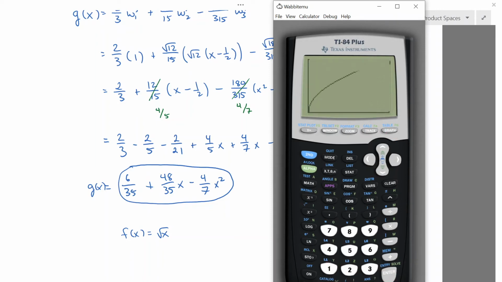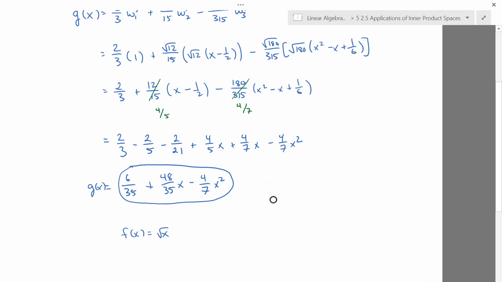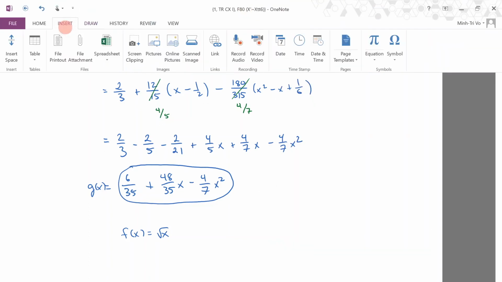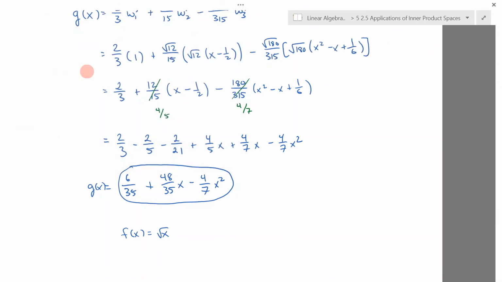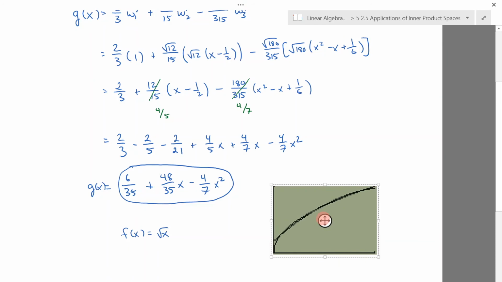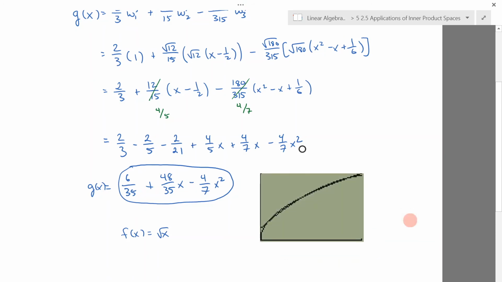Okay, so now if we compare the two graphs within the interval from 0 to 1, you can see that they're fairly close together, except maybe at the endpoints there's a little distance between the two graphs, but in the middle you can see that they're quite close to each other. So this is a fairly good approximation. Okay, so this was what the approximation looks like, right? So again, you have square root of x and also g of x.